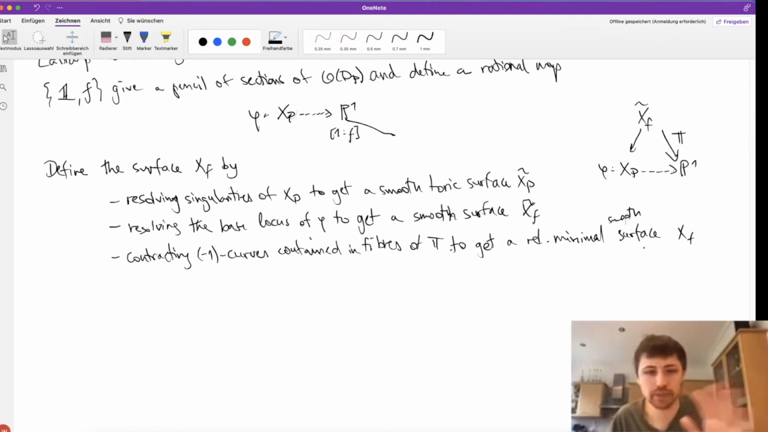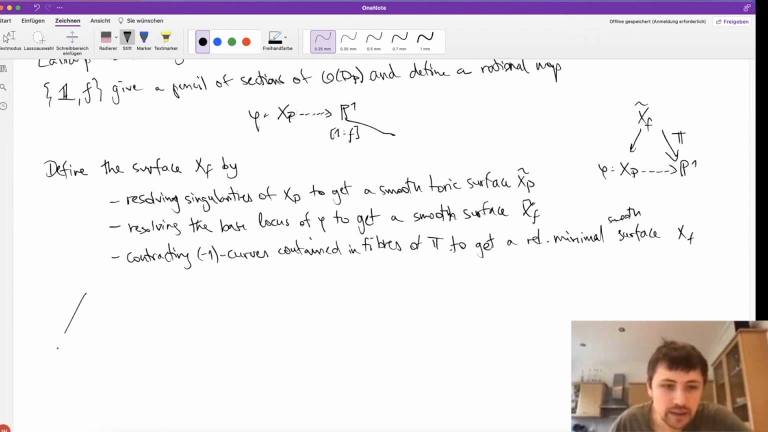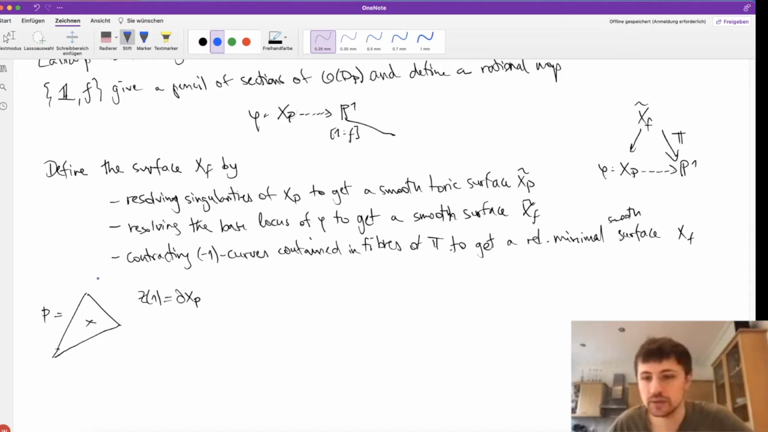So let's just do an example because it's actually quite easy in an example. So let's take our favorite polygon again, that one. So the vanishing locus of the constant monomial, as a section of this line bundle associated to this polygon, is just the toric boundary. So that's P. And let me just draw the vanishing locus of f. So f is some curve in the toric variety, and I'm just going to draw that curve.